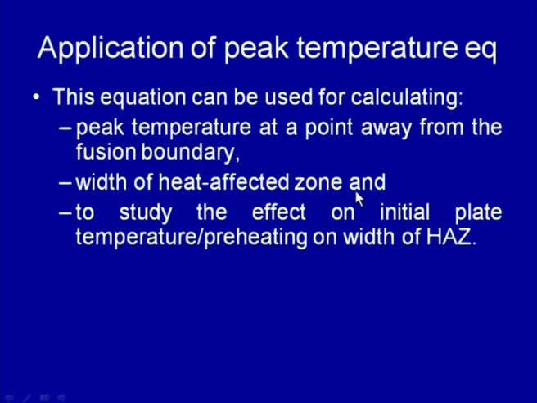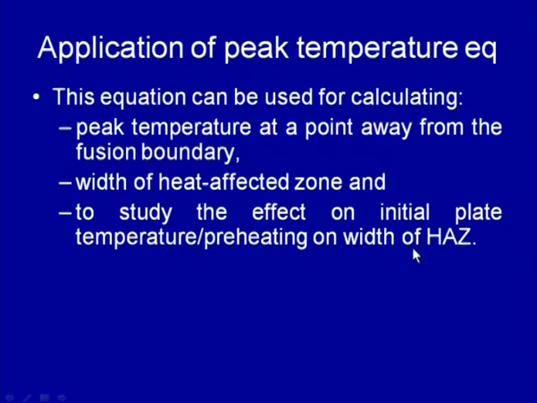From the knowledge of the peak temperature at a particular point away from the fusion boundary, we can calculate the width or size of the heat affected zone. Further, the peak temperature equation can also be used to see how the initial plate temperature and the heat input will affect the heat affected zone or the peak temperature at a particular location. So, if we perform preheating of different amounts, how will it affect the width of the heat affected zone.